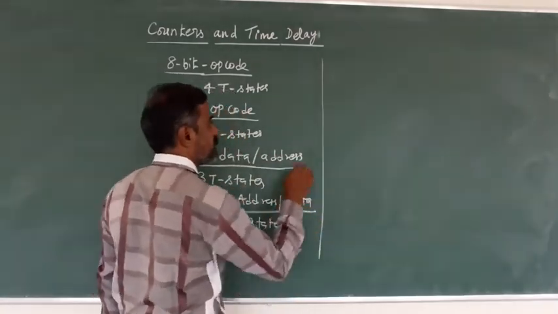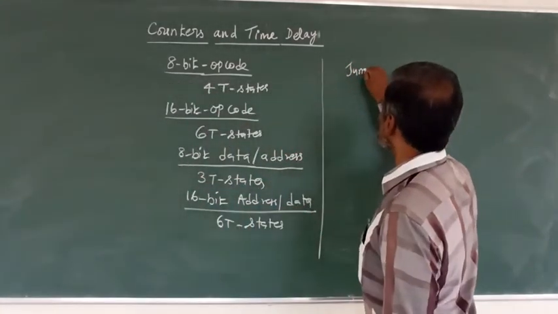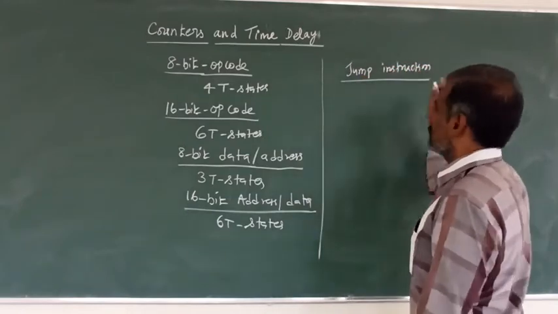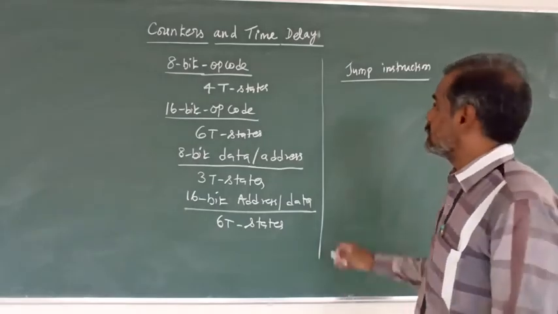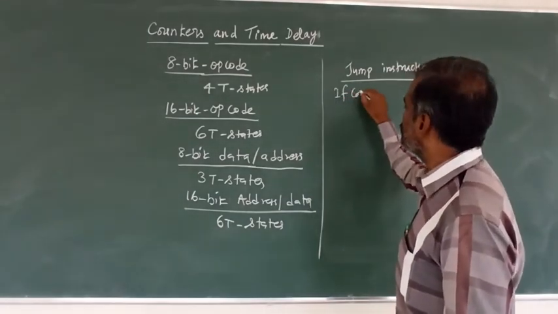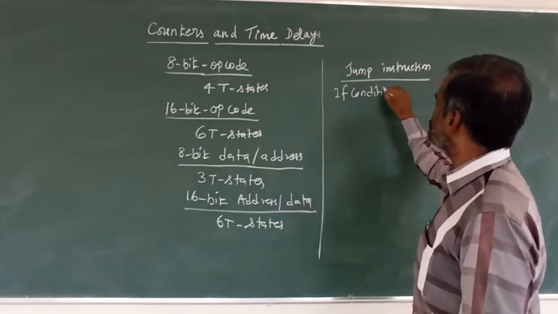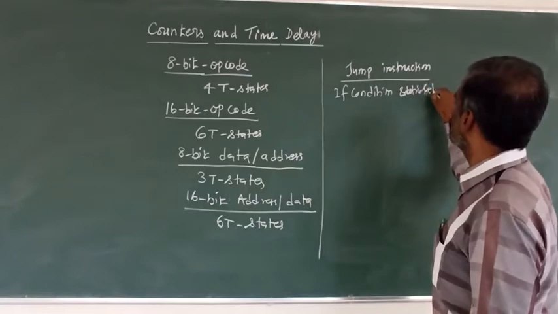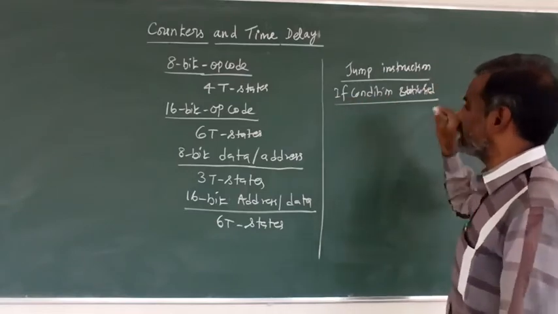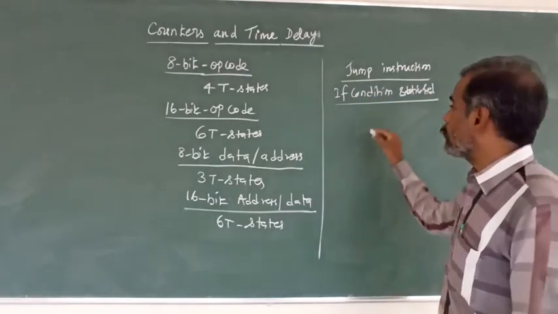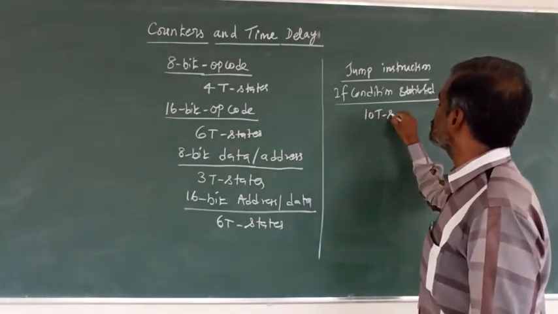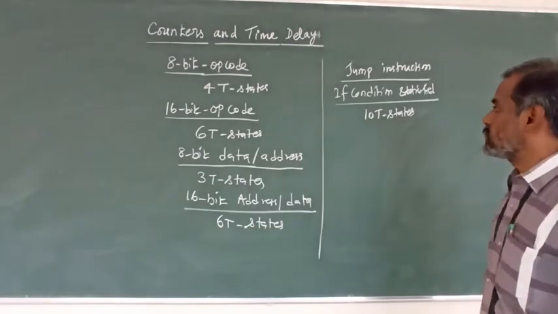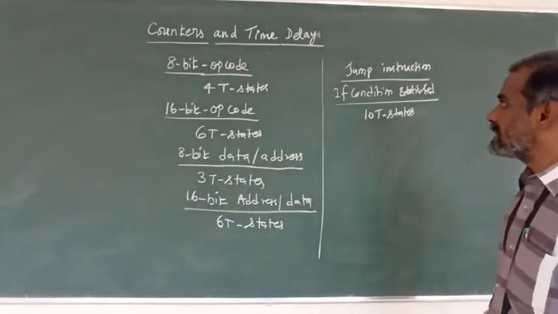Next, the jump instruction. For a jump instruction, if the condition is satisfied, it requires 10 T states. Okay. How are the 10 T states required?